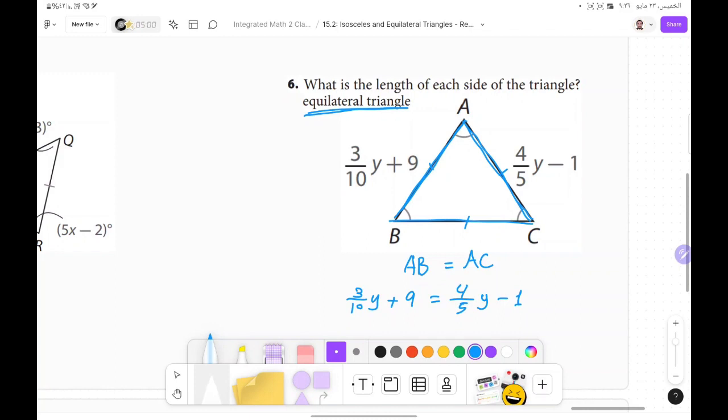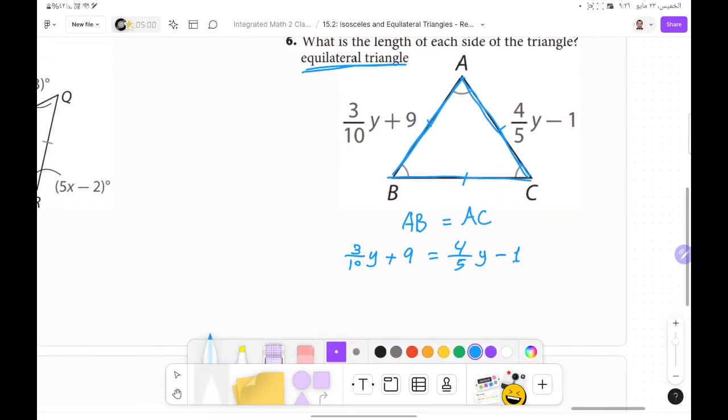In this equation, we have two ways to solve it, but I will follow the way that makes sense for everyone, because maybe some of you will ask me why we multiply this, why we divide this. So I will just follow the way that we learned. We need to isolate y and take the numbers to the other side. I have 3/10y and I have 4/5y. Which one is the smaller? The smaller is 3/10y. So minus 3 over 10y on both sides. These cancel, so 9 remains equal.